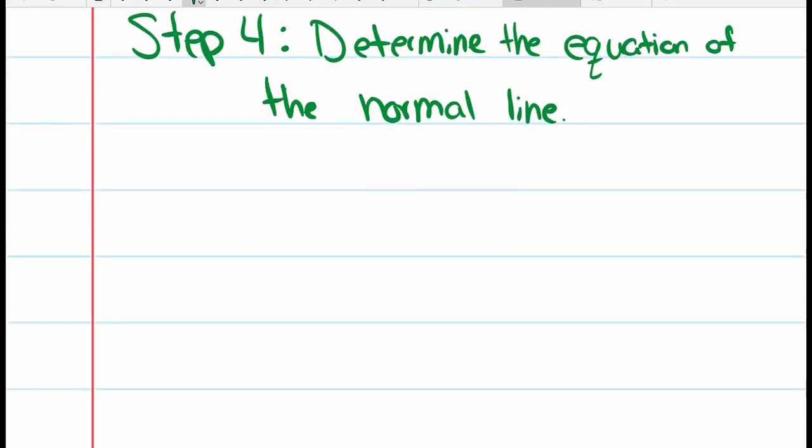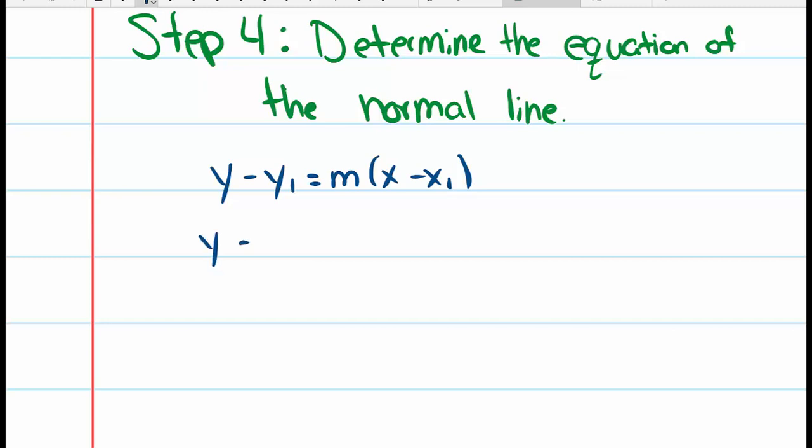Alright, so to find the equation of a normal line, we just write y minus y1 equals m times x minus x1. Now remember, to find a normal line, you take the slope, you take its reciprocal, and its opposite. So we get y minus 2 equals, instead of 4/5, negative 5/4 times x plus 1. Do a little basic algebra.